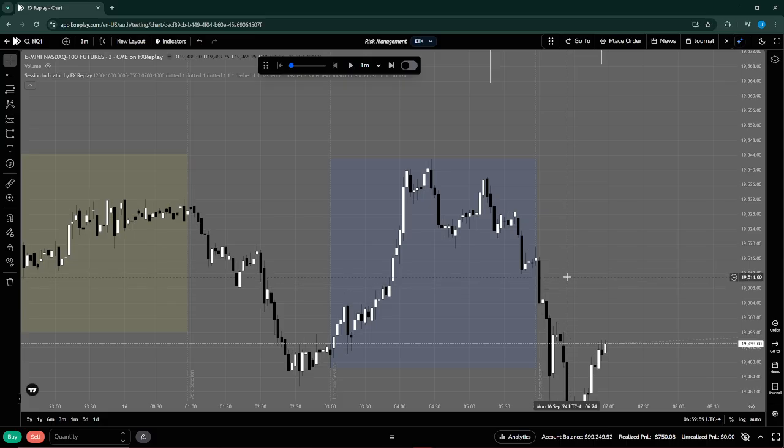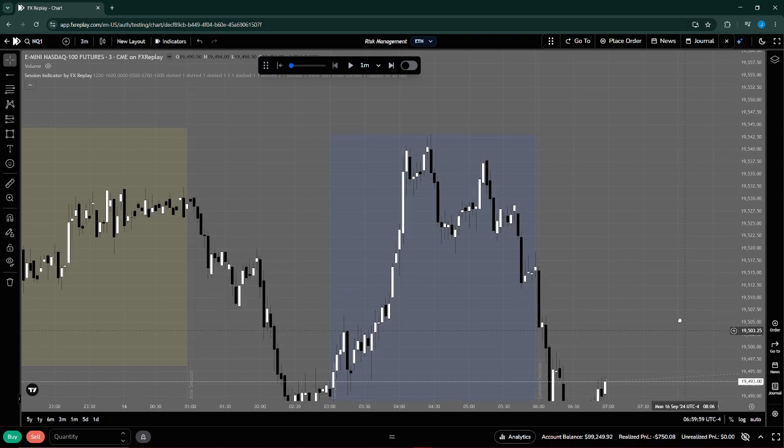So let's see if y'all can find the main inverse fair value gap. I'm gonna give y'all about 10 seconds. 10, 9, 8, 7, 6, 5, 4, 3, 2, 1.